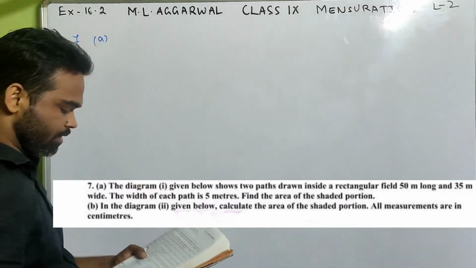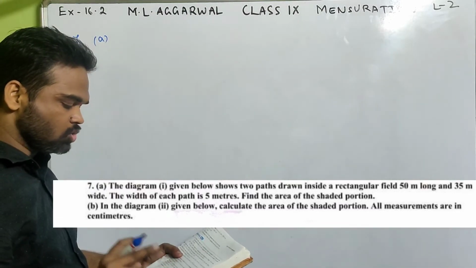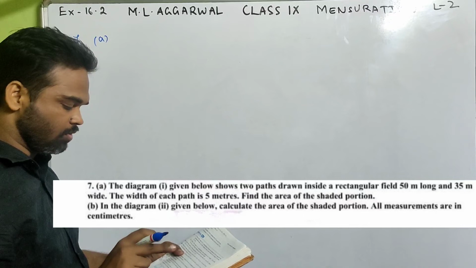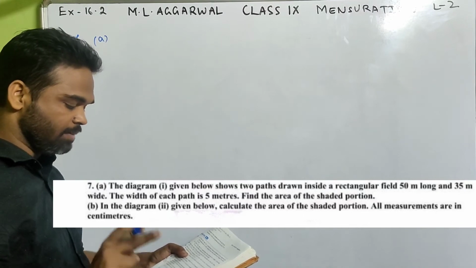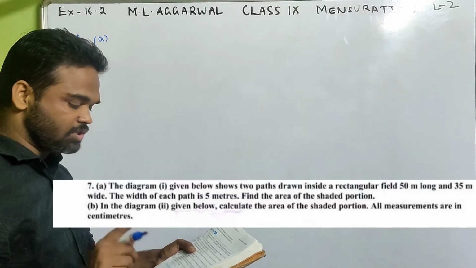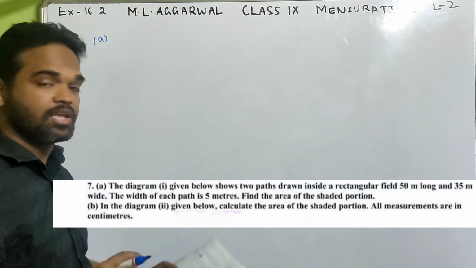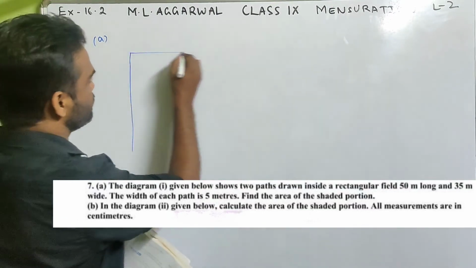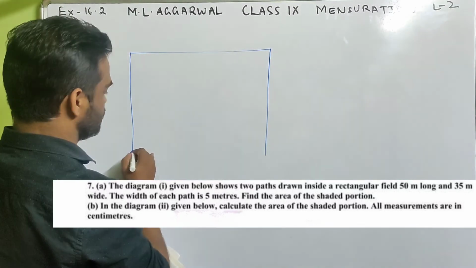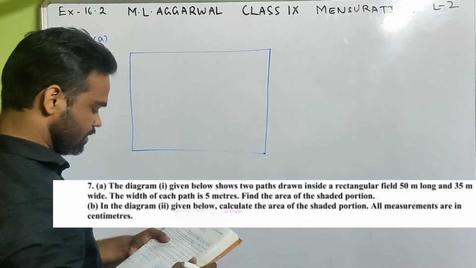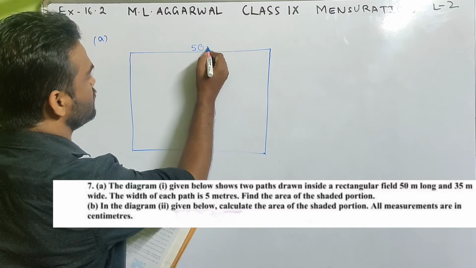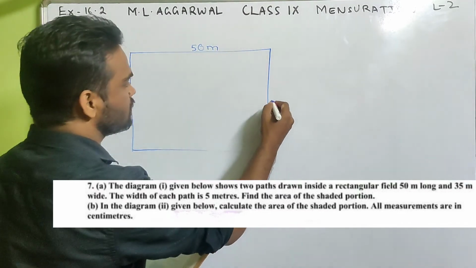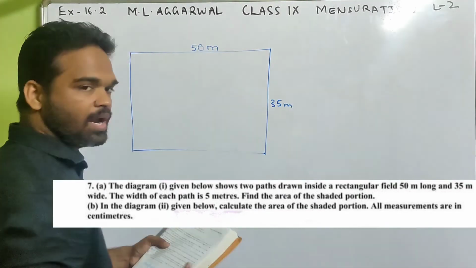what they have told. The diagram given below shows two paths drawn inside a rectangular field 50 meter long and 35 meter wide. The width of each path is 5 meter. Find the area of the shaded region. Now, if I draw the diagram first, the diagram is given. This is your field, which is 50 meter long and 35 meter wide.